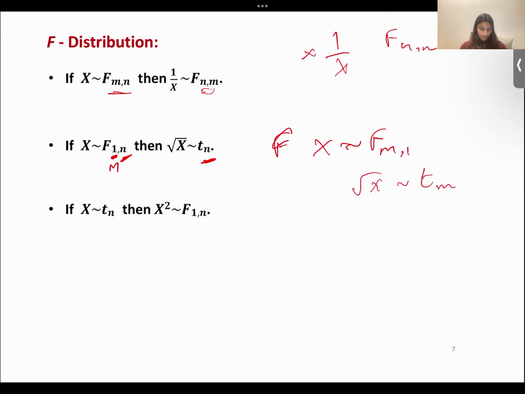And when you take a square, it's the same thing. So when X follows a T distribution Tn, then X square will follow an F distribution of 1 comma n. So these are basically the inverse of each other, if you look carefully into it.